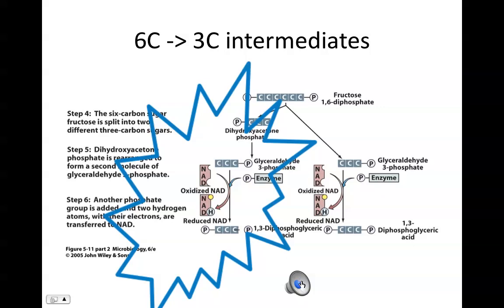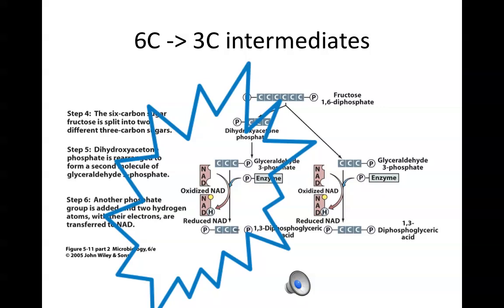The next series of steps in glycolysis are some of the most important. We're going to take fructose 1,6-diphosphate and with the use of a key enzyme, cleave or cut this 6 carbon molecule into 2 3 carbon molecules. Initially, the 2 3 carbon components that are produced are not identical. One is dihydroxyacetone phosphate, the other is glyceraldehyde 3-phosphate. But there is an enzyme that will modify the dihydroxyacetone phosphate into a second molecule of glyceraldehyde 3-phosphate. We now essentially have twins. We have 2 identical molecules of glyceraldehyde 3-phosphate.